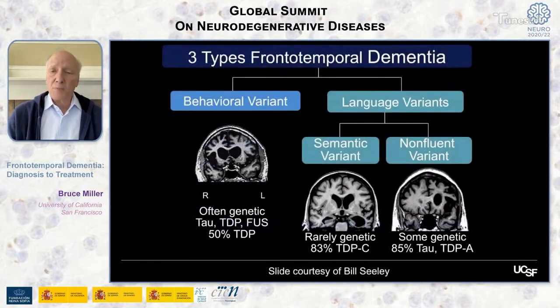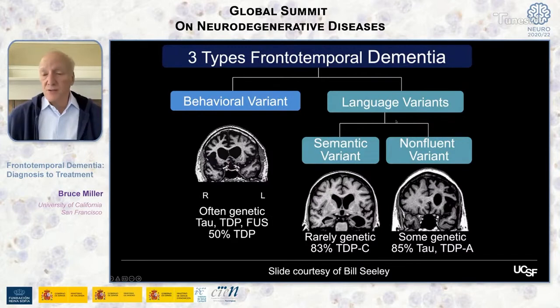So frontotemporal dementia is associated with three major clinical syndromes: behavioral variant frontotemporal dementia. When we see that syndrome, we see bilateral frontotemporal atrophy, also involvement of the basal ganglia. Many bvFTD, or behavioral variant, cases are genetic. Approximately half of cases are caused by tau aggregation. The other half are associated with TDP-43.